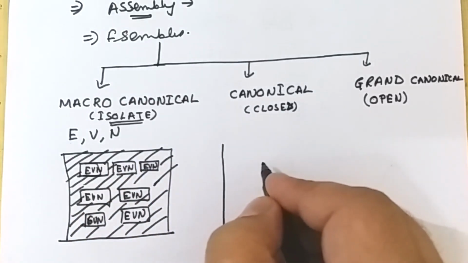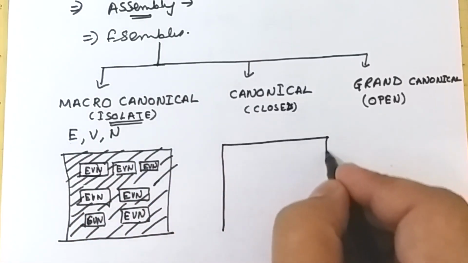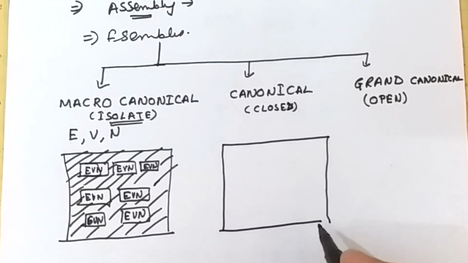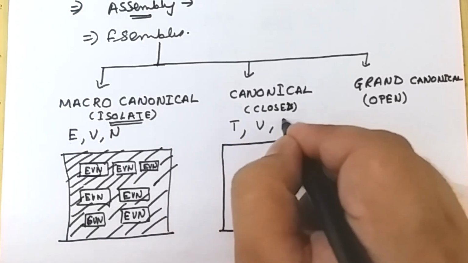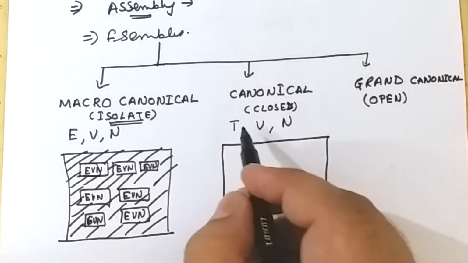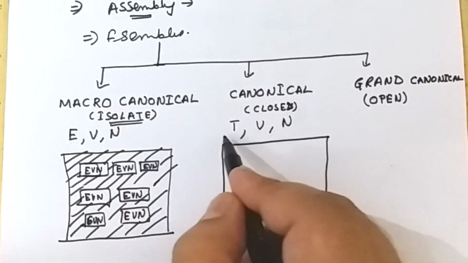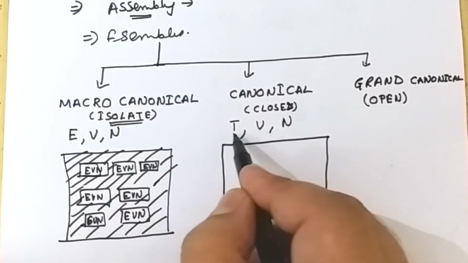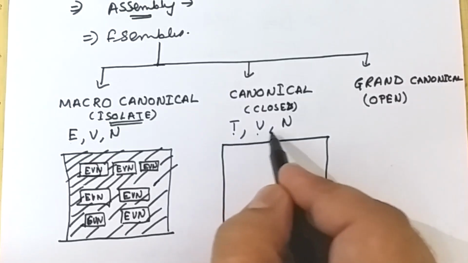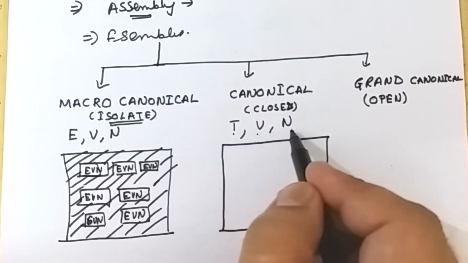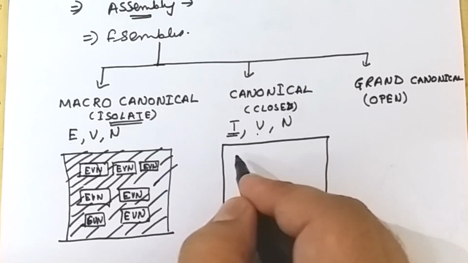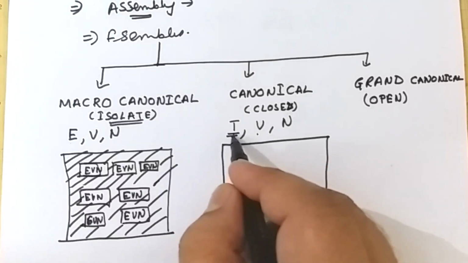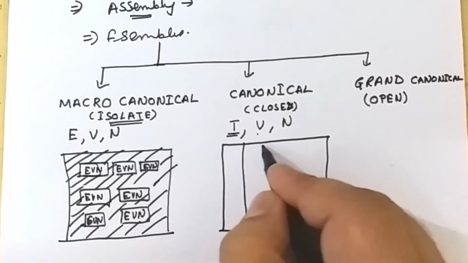Now canonical ensembles are again a collection of a large number of assemblies having the same temperature, same volume and identical number of particles. Since all the assemblies possess the same temperature, it means that all the assemblies are in thermal contact with each other. That means all the assemblies are touching each other.